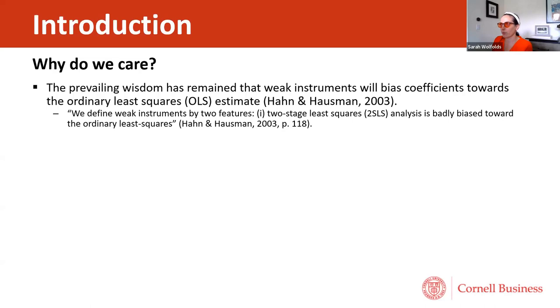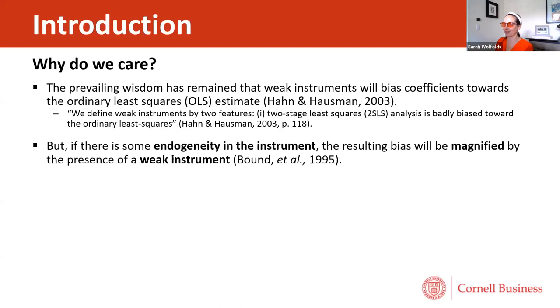It's really important because I think there's generally a prevailing wisdom that weak instruments will bias coefficients towards ordinary least squares, right? Yes, it's an issue because it might blow up your standard errors, but if you find something significant and you have a weakish instrument, it's probably actually okay because you're probably biased towards zero, right? That's been a prevailing wisdom. And in fact, a number of researchers have said that in their papers.